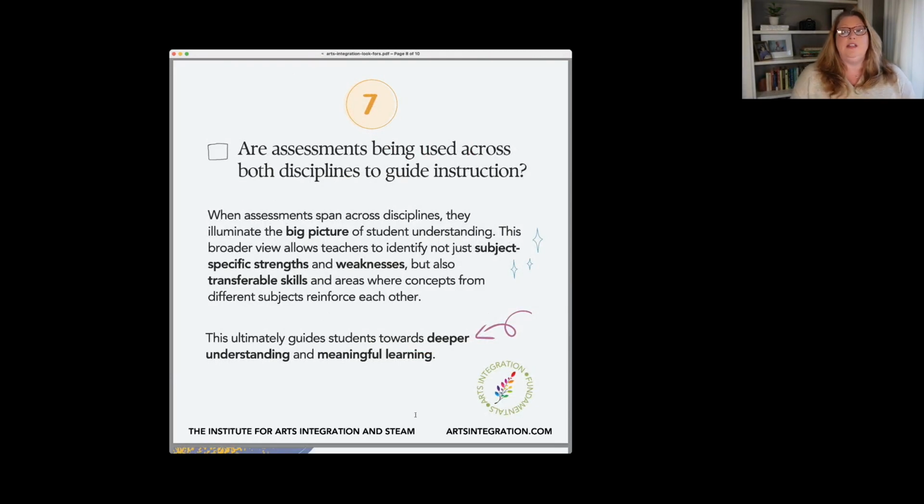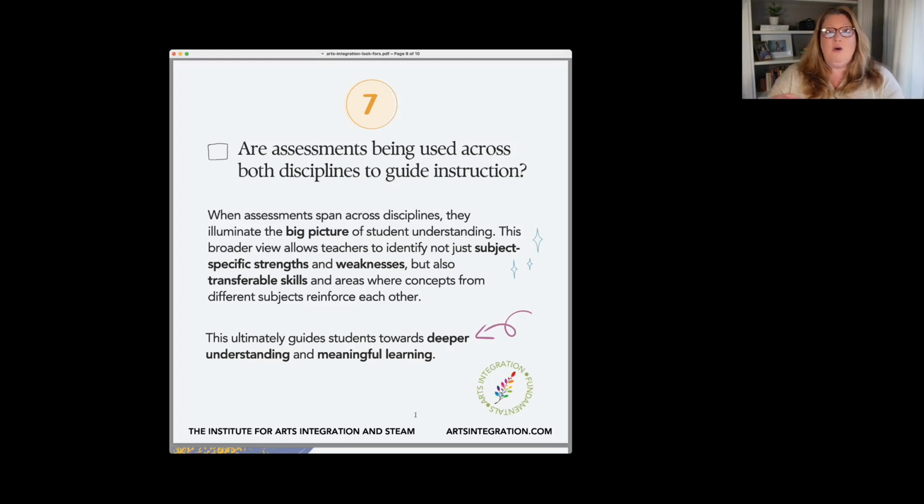Are the assessments being used across both disciplines? And are they being used to guide instruction? So this is a 2-parter. Are we assessing both disciplines? Are we assessing the art and the content area in this lesson? Or are we only assessing one of those areas? And are those assessments being used to guide instruction? This is super important, and it's sometimes something that's missing when we look at lessons. This is the missing ingredient.